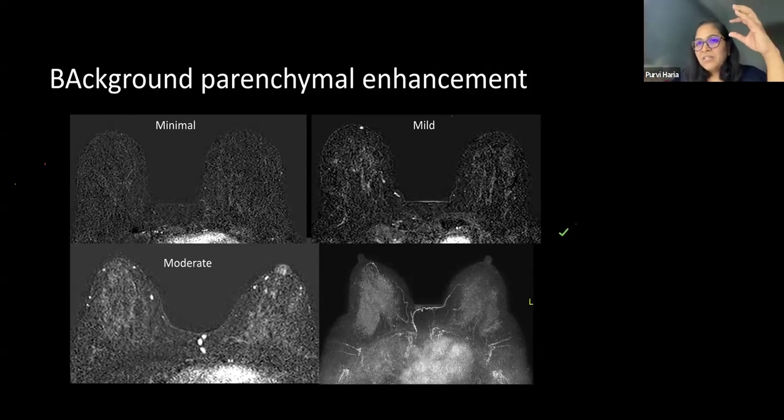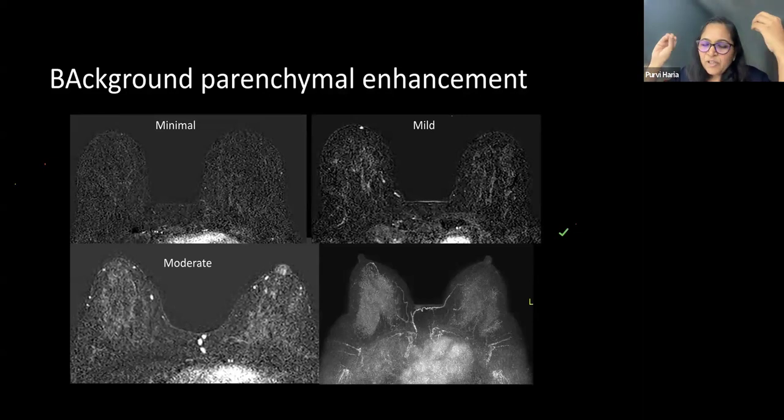If we do it just prior to the menses, even if the patient had otherwise mild parenchymal enhancement, we might see a little higher BPE in that phase. So the grading of BPE changes with the menstrual phase, and this sometimes masks the detection of a lesion if it is moderate or marked background parenchymal enhancement.